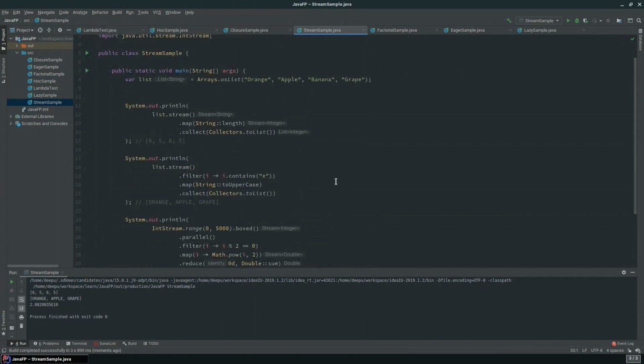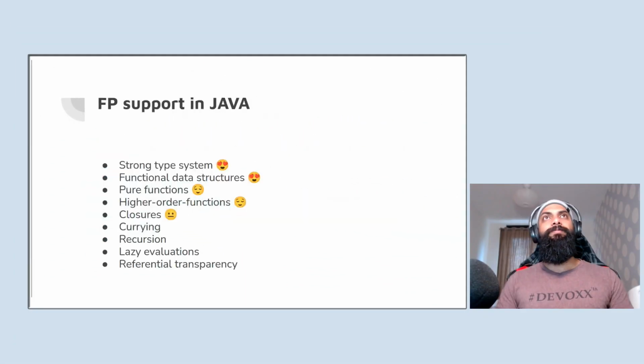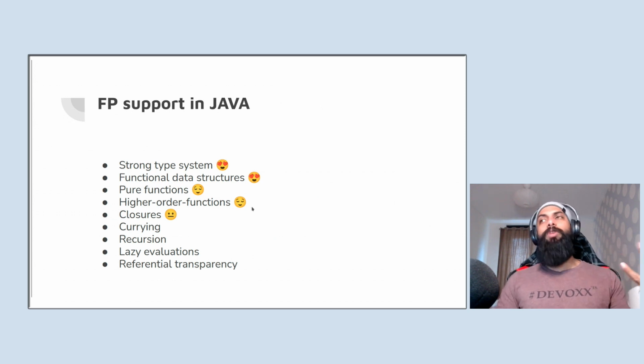So the Stream API offers nice ways to write functional programming in Java, mostly using lambdas, and it lets us write more expressive and declarative code. Let's see what else we have. So pure functions and higher order functions, not perfect, but doable, right? You just need to have some discipline, and it's still doable in Java.